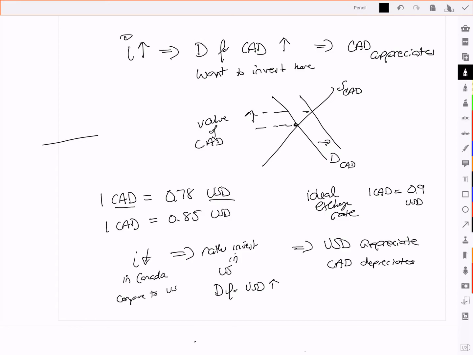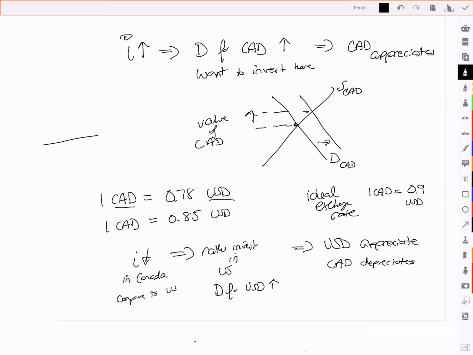We can't have it be too weak. We can't have it drop too much and have 1 Canadian dollar be worth, say, 60 cents US, because that would have a very damaging effect on Canadian households who import a lot of goods from the US and do a lot of travel within the US. So we need our Canadian dollar to be weaker than the American dollar, but not too weak as to hurt the Canadian consumer. So ideally we want to be about 1 Canadian dollar equals 90 cents US.